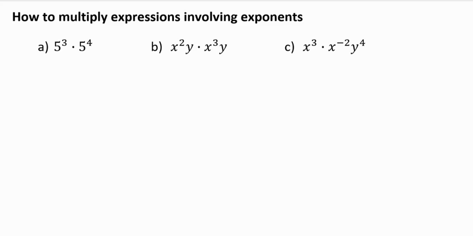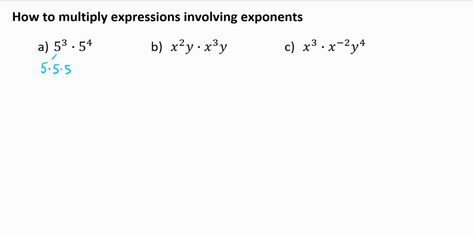In this video, we are reviewing how to multiply expressions involving exponents. So remember that in these, the base is the number on the bottom over here, and the exponent is the little number up here. So 5 to the third is saying that we're going to do 5 times 5 times 5. So the exponent is telling you how many times to multiply that number.